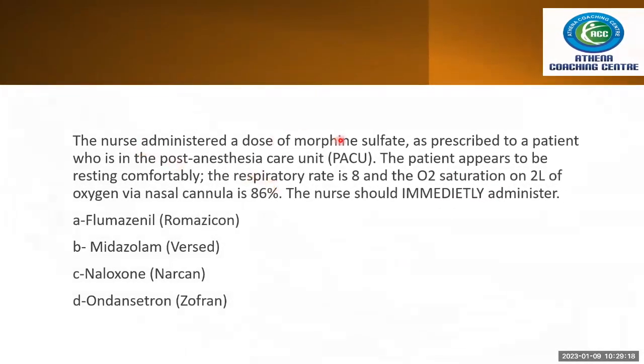A nurse administered a dose of morphine sulfate as prescribed to a patient who is in the post-anesthesia care unit. The patient appears to be resting comfortably, respiratory rate is 8, and the patient is on 2 liters of oxygen, and the saturation is 86%. The nurse should immediately administer what? So here the patient is receiving morphine. Respiratory rate is 8, saturation is low. So this is indicating a morphine side effect. So go for the antidote. So the answer is C.